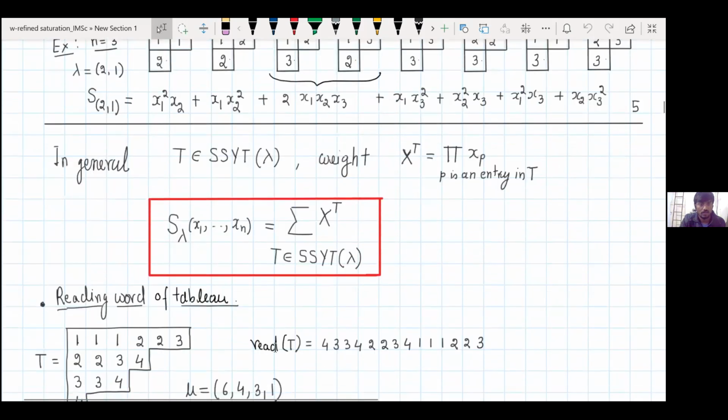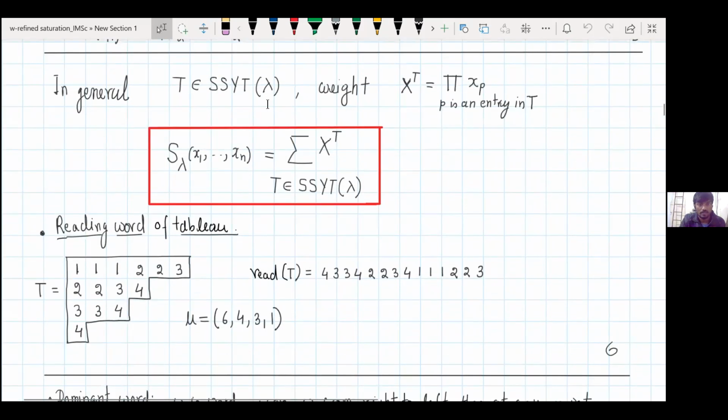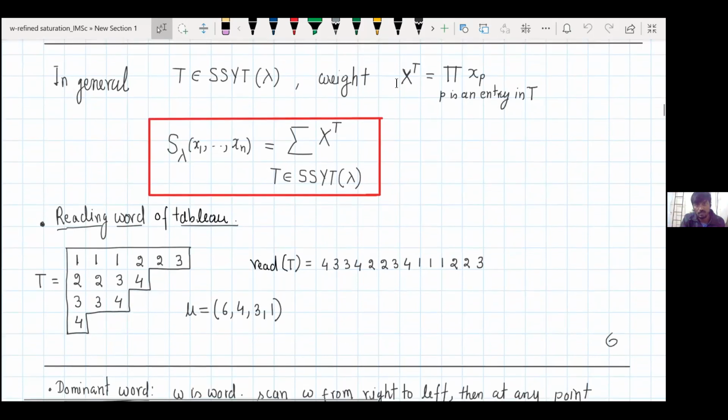So in general, if you have any semi-standard Young tableau T, you can define the weight of that tableau, x^T, that is the product of all x_p, where p ranges over the entries of the tableau. And then the Schur polynomial s lambda is just the summation of x^T, where T ranges over all semi-standard Young tableaux of shape lambda.